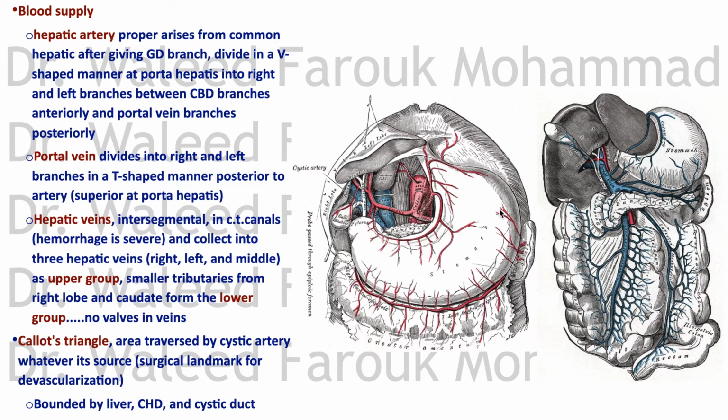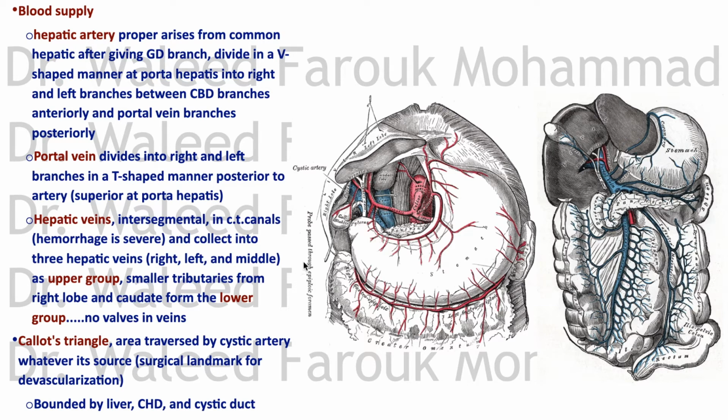Now, the venous drainage of the liver is through the hepatic veins. The hepatic veins form two groups, a superior group and an inferior group. The inferior group has multiple tributaries from the right lobe of the liver and the caudate lobe.